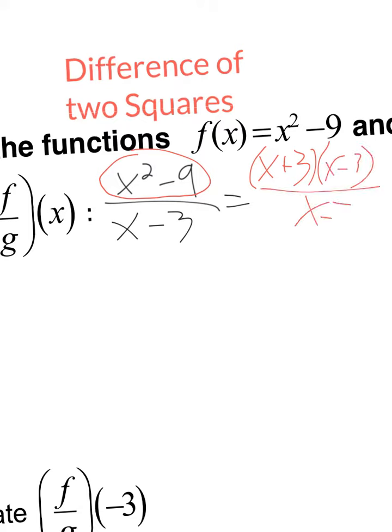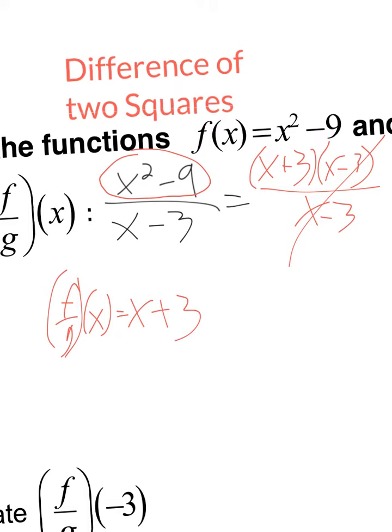And the reason why I point this out is that the x minus 3's are going to cancel. And so you have just x plus 3 as your f over g of x function. Alright? Remember, this goes back to several weeks ago, where if you had something on the bottom of the fraction, what can x not equal? I can't plug in a 3 because I'll be dividing by 0. So you'll just want to say that here.